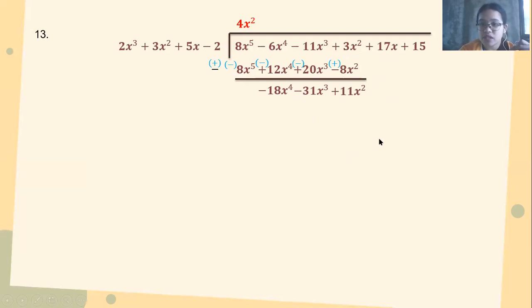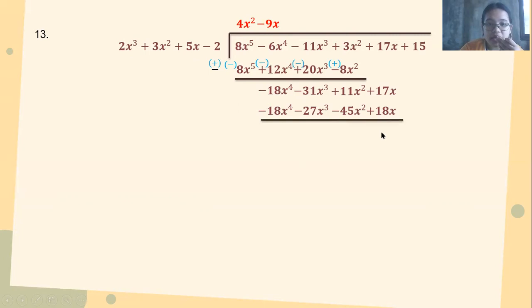Bring down the next term, which is the 17x, and then divide. Negative 18x raised to 4 divided by 2x cubed will become negative 9x. Negative 9x times 2x cubed, we have negative 18x raised to 4. Negative 9x times 3x squared is equal to negative 27x cubed. Negative 9x times 5x, we have negative 45x squared. Negative 9x times 2 is equal to positive 18x.